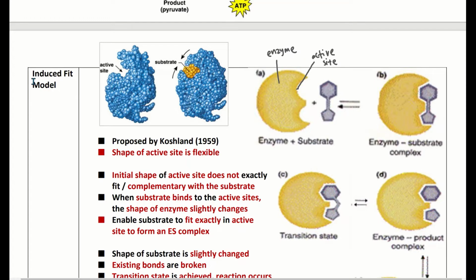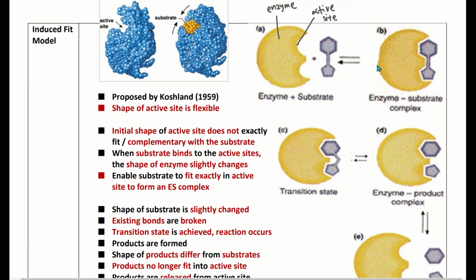Okay, so mengikutkan induced fit model ini, the substrate can bind to the active site, forming enzyme substrate complex. Why? Because the shape of the active site is flexible. So according to induced fit model, the shape of active site is flexible. Initial shape active site does not complement. Maksud complement ni tidak fit, does not exactly fit. Okay, ataupun ayat sedap dia, active site does not complement with the substrate.